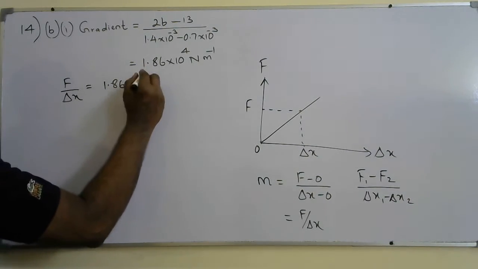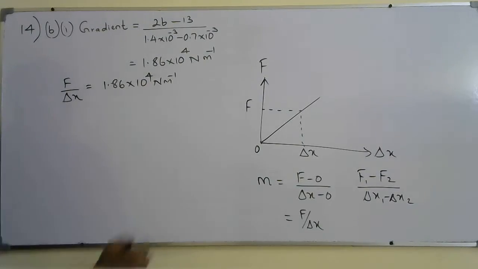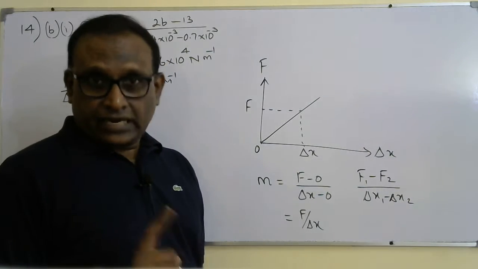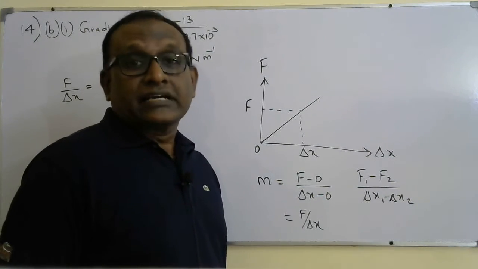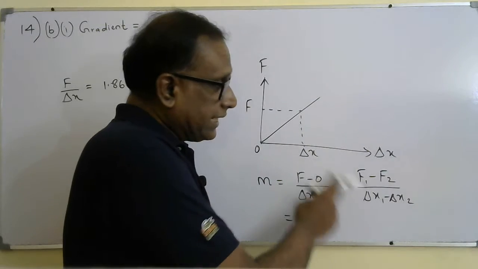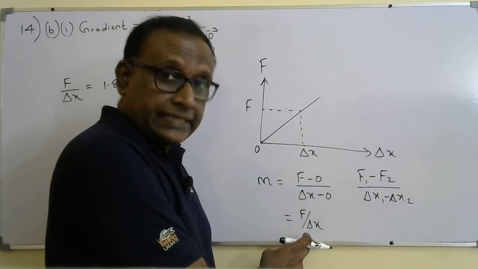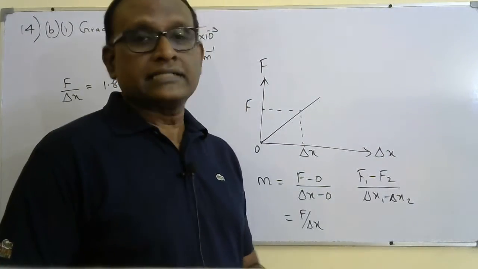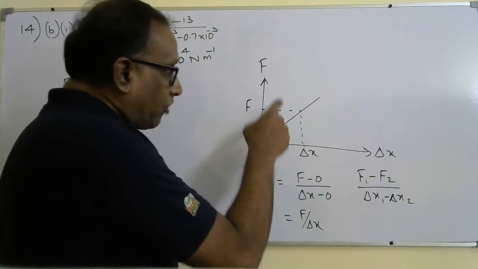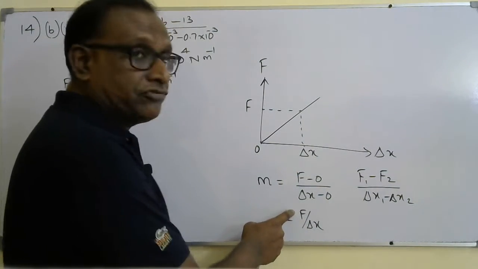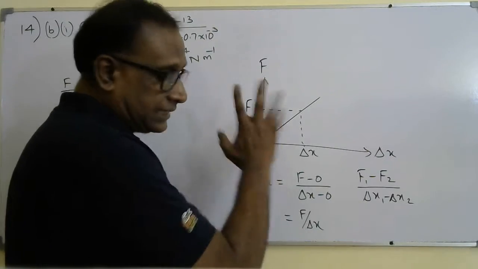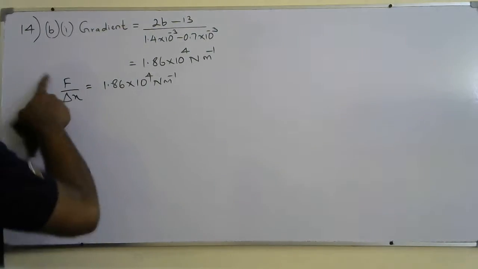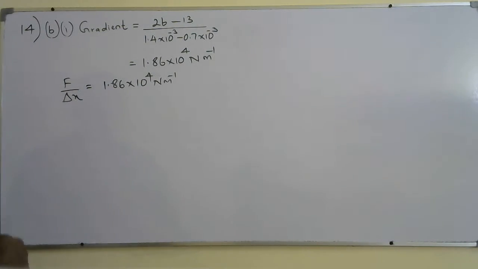In case the graph is not passing through the origin, then I can't say F over delta x. I should say change in force over change in extension. Be careful: if the graph is not passing through the origin, then I can't say the gradient is F over delta x; the gradient will be change in force over change in extension. But here the graph is passing through the origin. That's the reason I am saying a particular force divided by the corresponding extension is the gradient. I hope you understood the meaning of the gradient here. So F over delta x is the gradient.